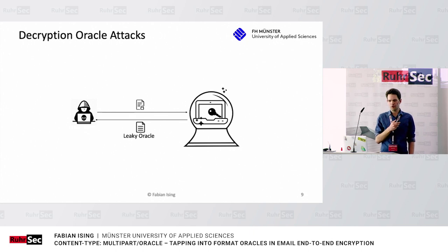And the other one could be a leaky oracle, in which you get more details about the actual format of a message. For example, the EFAIL attacks would be a very leaky oracle because you got the whole plaintext back. So this is a spectrum between yes and no, and here is everything.